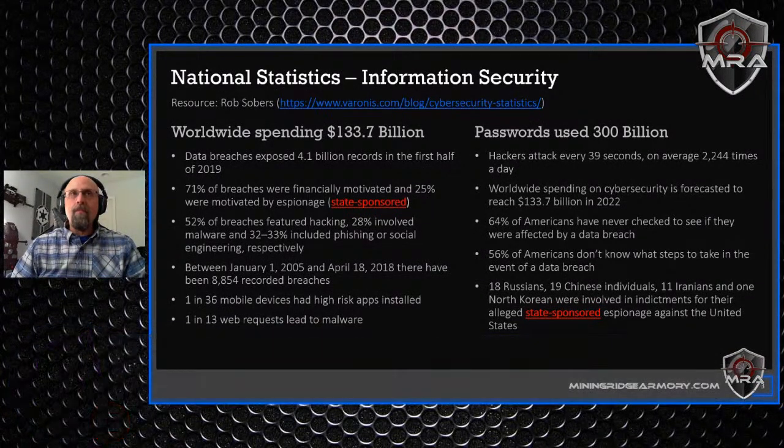Join right in. So in the first half of 2019, there were 4.1 billion records that were breached and stolen. Most of those breaches were financially motivated, including state-sponsored and espionage-based breaches. So it's getting to where it's not just your average Joe hacker in his grandma's basement next door. It's getting to where there are people who have a state-sponsored, hourly paid job. They get up in the morning, they go to work, they sit there and try to hack you all day long.